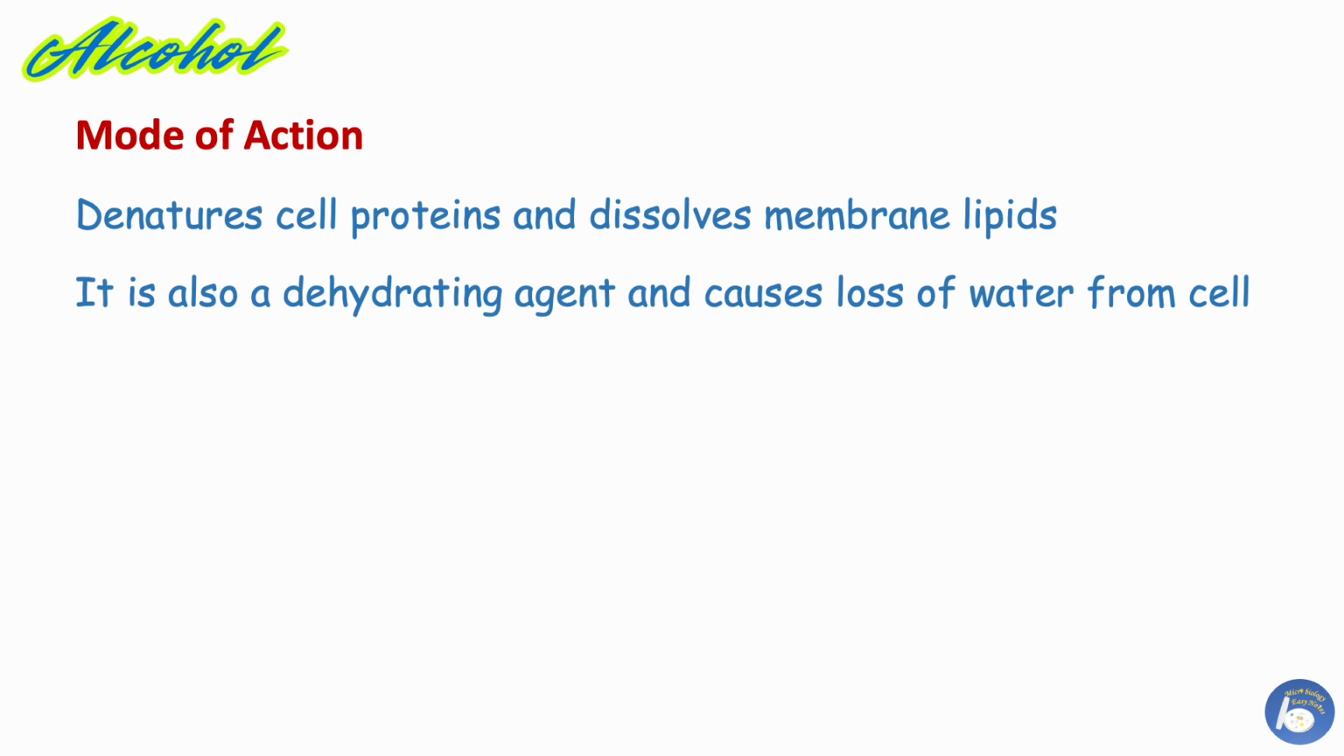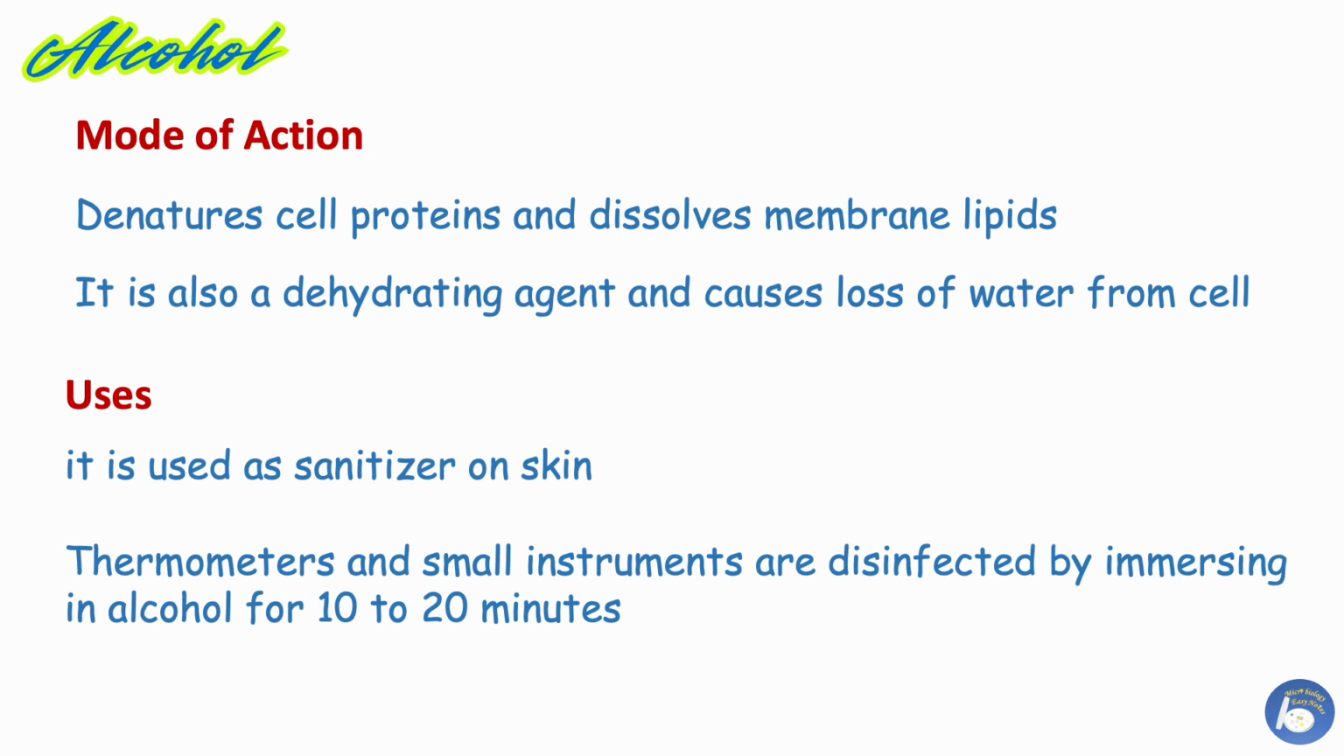Mode of action of alcohol. It denatures cell proteins and dissolves membrane lipids. It is also a dehydrating agent and causes loss of water from the cell. Uses of alcohol. It is used as a sanitizer on skin. Thermometers and small instruments are disinfected by immersing in alcohol for 10 to 20 minutes.